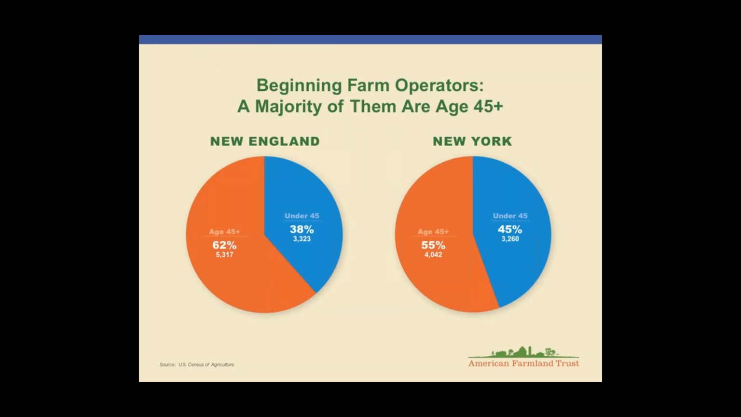So then we switched, and we want to talk a little bit about beginning farm operators, because this is the other thing that we asked for detailed information through the special tabulation. We really wanted to know more about the age of beginning farm operators. And this was one of our more striking findings, that in both New York and in New England, the average age of beginning farm operators is 45 and over. You can see New England on the left is over 60%, in fact.